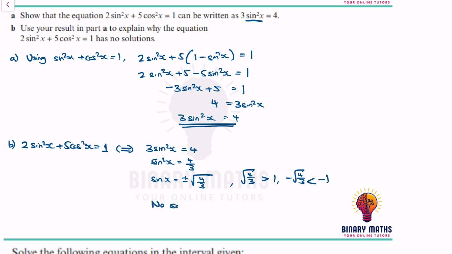No solution, because sine x goes from positive 1 to minus 1. So it's not defined for any number, because the range of sine x goes from 1 to minus 1. These are numbers greater than 1 and less than minus 1.